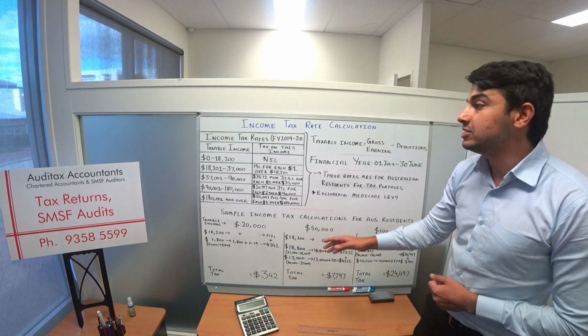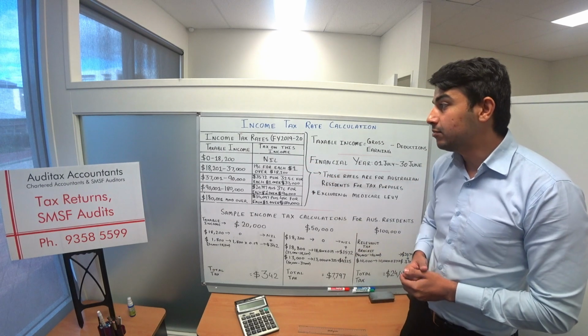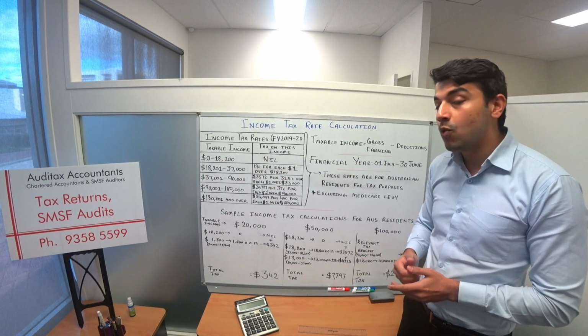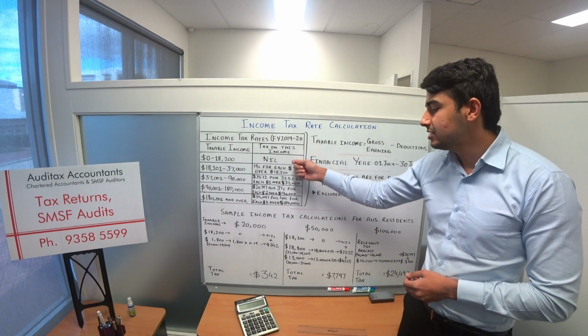Now there's a common misconception here. If you earn a little bit more, you'll jump into the next tax bracket. But that's not how it works. For example, if you earn $18,201, you'll only pay 19 cents of tax because you won't get taxed in this bracket.